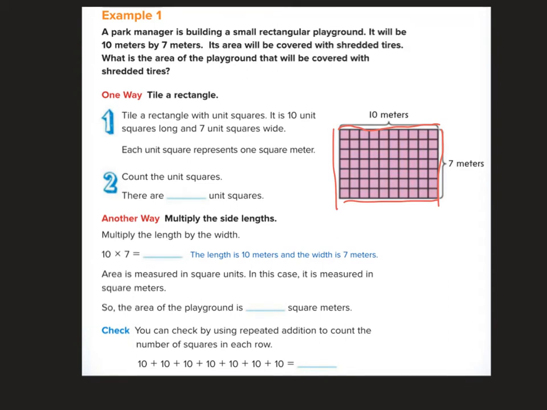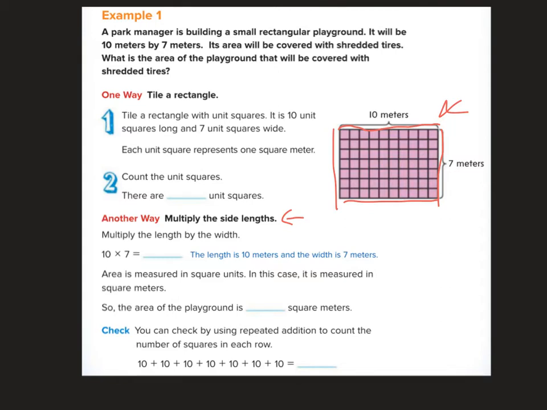One way is we can draw it out. Now ask yourself, is this the most efficient way? Draw it out and count the squares? I don't want to sit here and count all these squares. I'm going to miss one, or I'm going to count one twice. So the better way to do it is this.